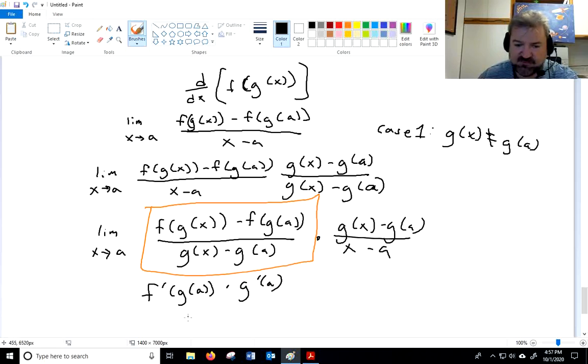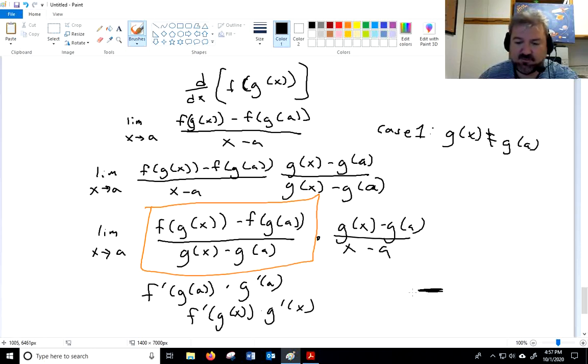And if we just do a variable substitution to make it look cooler, we can call this f prime of g of x times g prime of x, which was exactly what we were trying to show. So what about the other case? I'll leave you to finish off the second case and write it down formally. But if g of x is equal to g of a as x approaches a, then what we have is a horizontal tangent line, in which case the derivative there is 0.